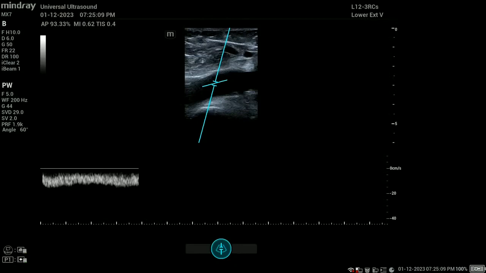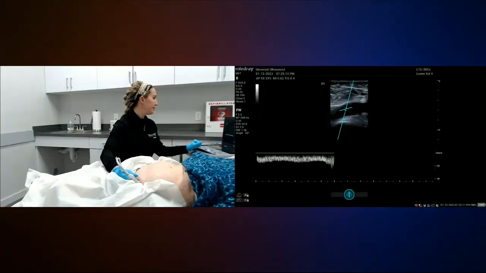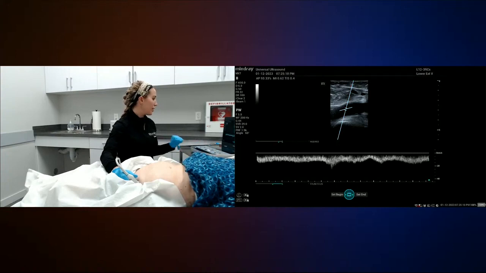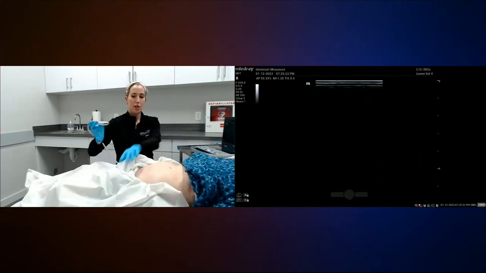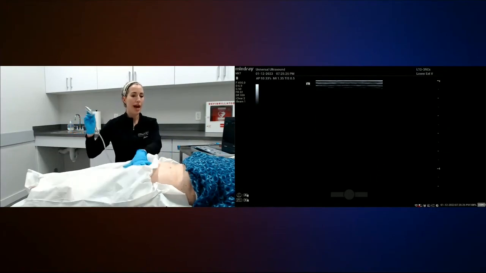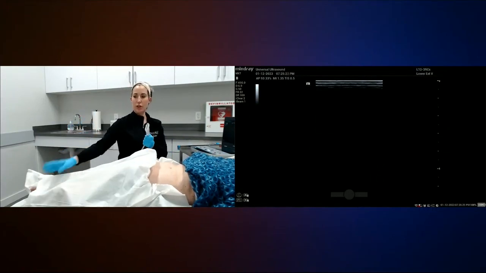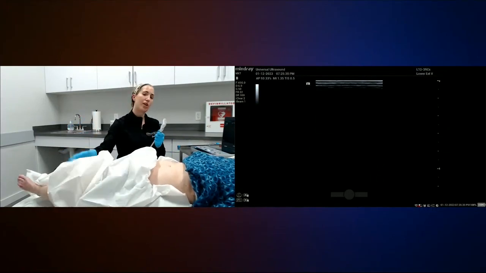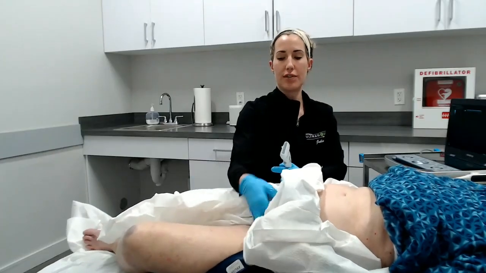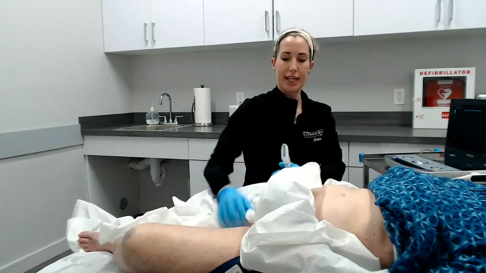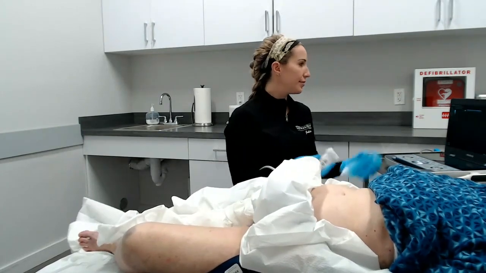Okay, now can you augment your foot for me? Good. All right, very well. So right now we have pretty similar waveforms bilaterally. So what I'd like to do is just go ahead and move on to her left lower extremity vein, particularly her femoral vein and her pop area, because that's where her DVT was, and just give you a little information of what's happening in her inflow veins.